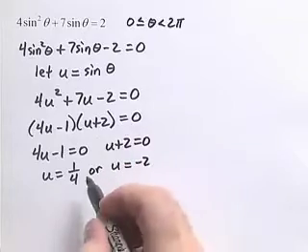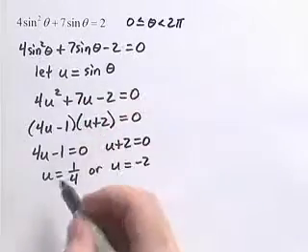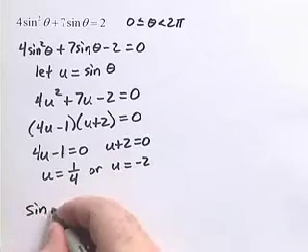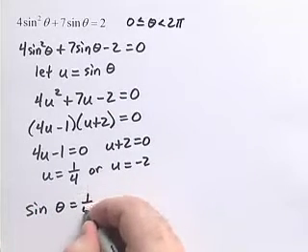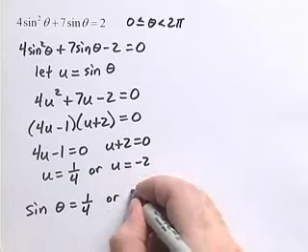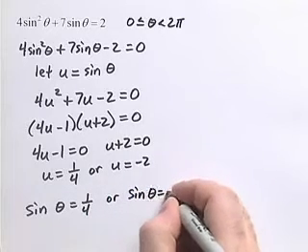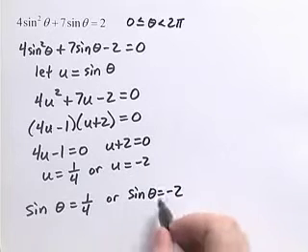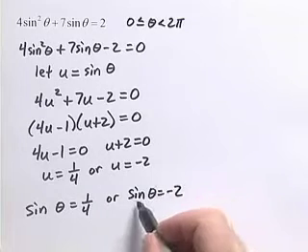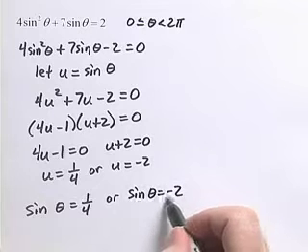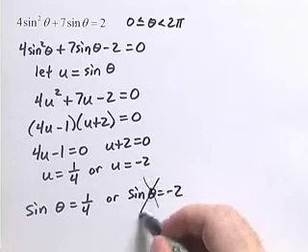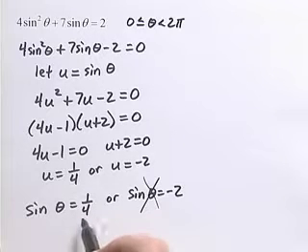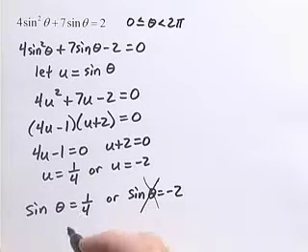Now we're not solving for u, we need to solve for theta. So we need to go back to our substitution. We'll see that we have the sine of theta is equal to 1/4, or the sine of theta is equal to negative 2. Now we can see that this second equation will have no solutions because there is no angle theta that we can take the sine of and get negative 2. So that equation is no good to us. So we just need to work on this. Sine of theta is equal to 1/4.